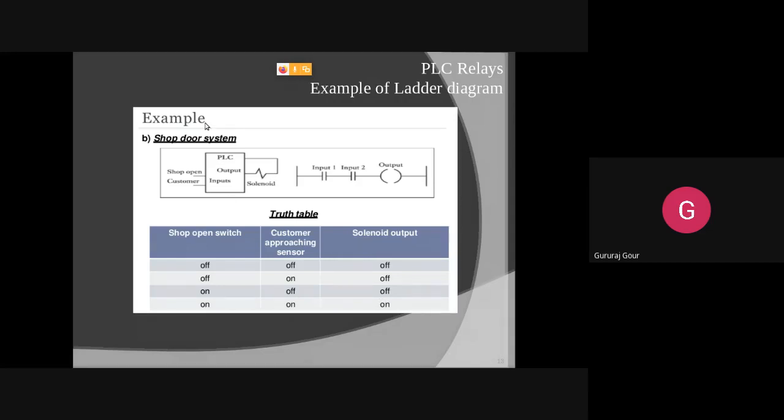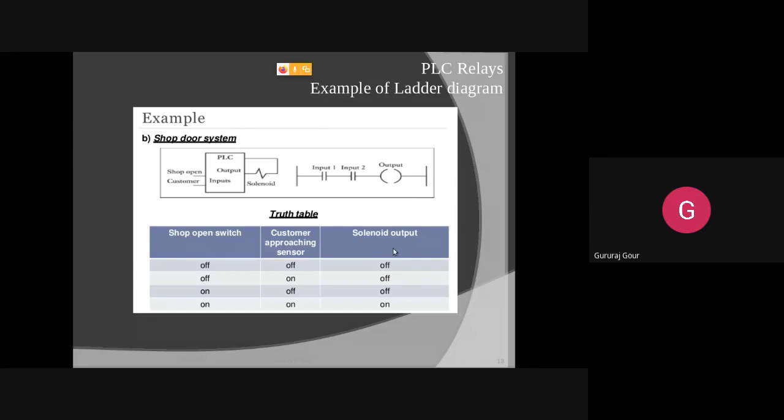So this problem, the shop door problem or system, how can we represent it with the help of the ladder diagram? So two inputs are there. Only when both are on, it should be on, which means it should be an AND condition. Input 1 ANDed with input 2. Shop open and customer should be there. Both should be there, and only then will the customer get the item from the shop.